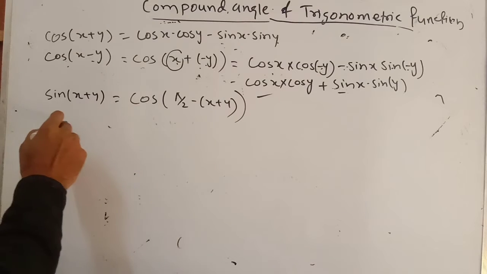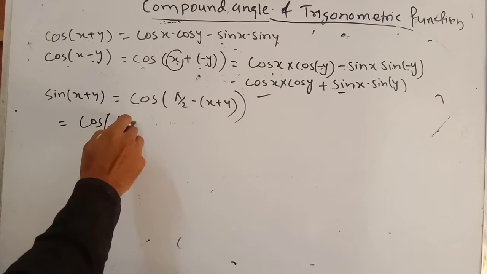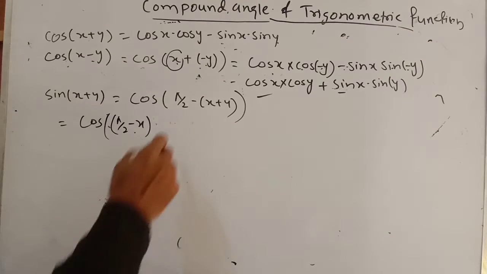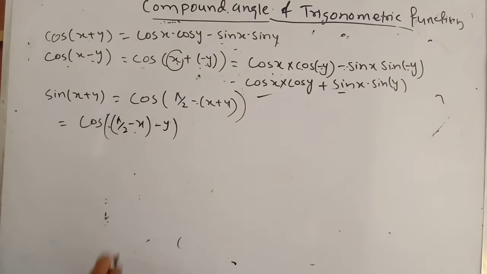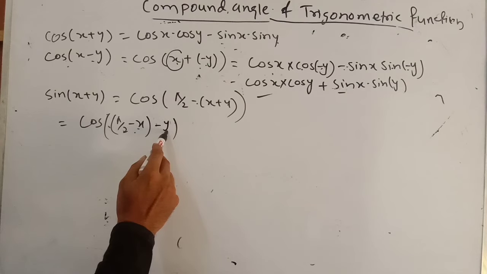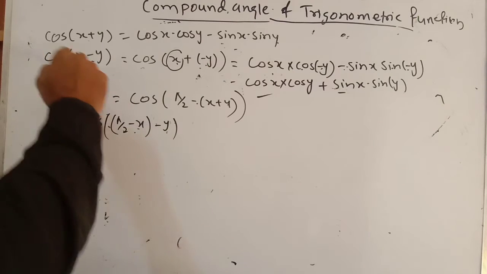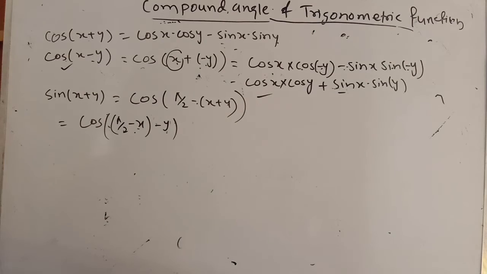Okay, so now after that you can take pi by 2 minus x instead of x, and here minus y. So instead of x it will become pi by 2 minus x, and b equal to minus y, so you can take b equal to y. So now put this formula. After that you will get sin of x plus y.